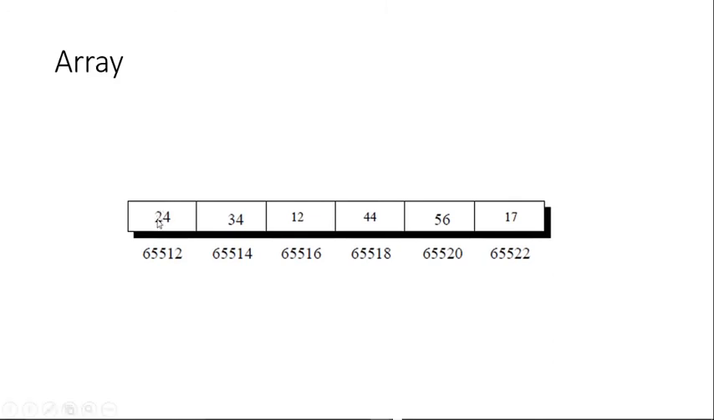Let us say the name of this array is array. So array[0] within brackets will be this one. array[1] will be this one. array[2] will be this one. array[3] will be this one. array[4] will be this one. array[5] will be this one. And every location will have some address.